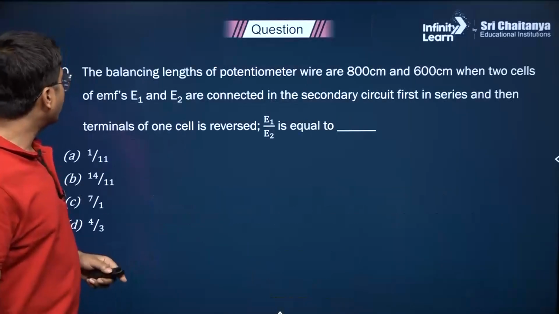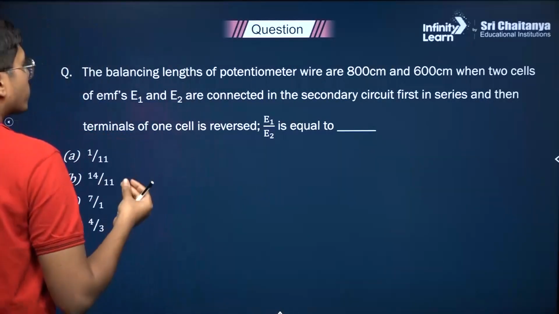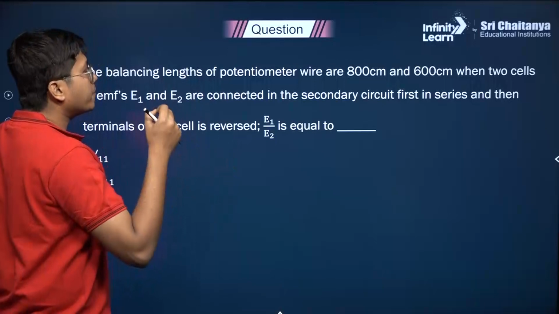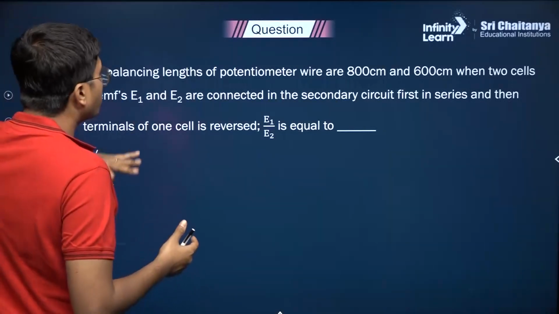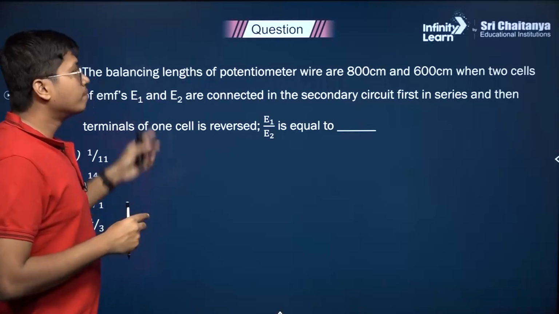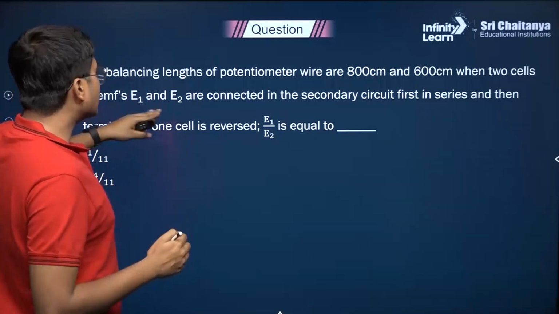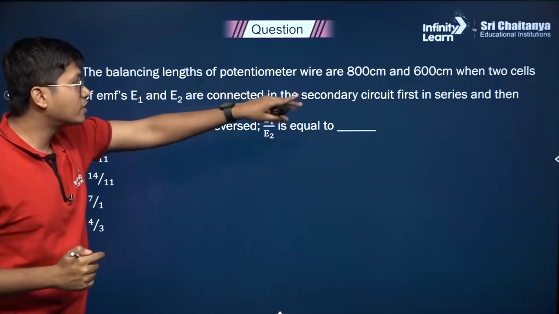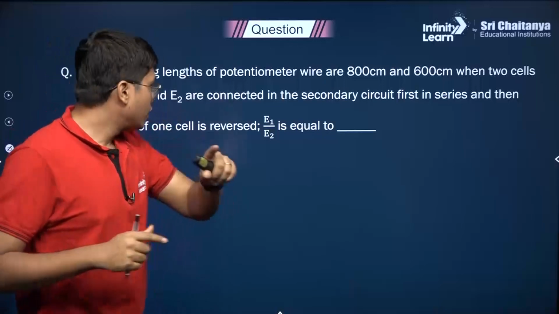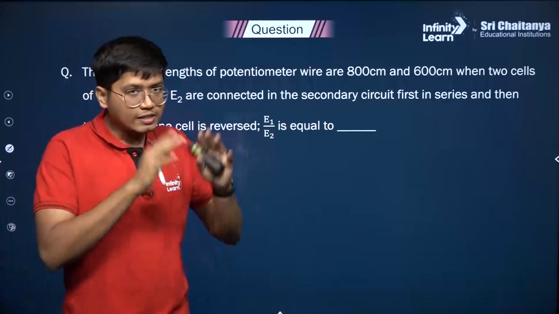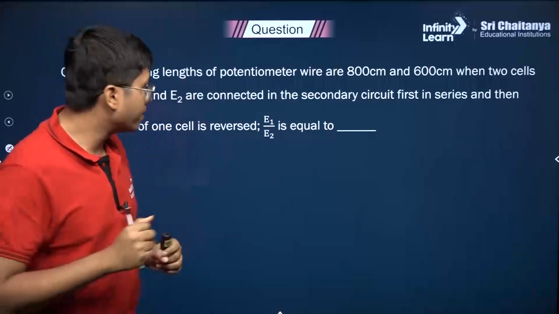So now let's look at a few questions. Here's the first one that says that the balancing lengths of potentiometer wire are 800 centimeter and 600 centimeter when two cells of EMFs E1 and E2 are connected in the secondary circuit, first in series and then with the terminals of one cell reversed. So in the first case, you have E1 plus E2 as the net EMF, and in the next case, you will have E1 minus E2 as the net EMF.